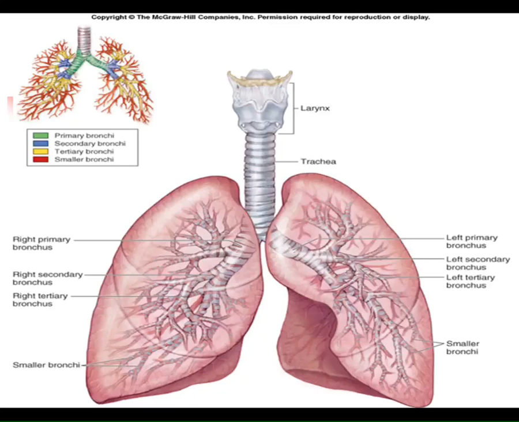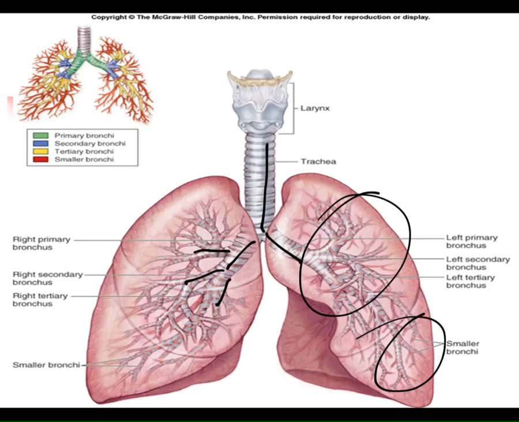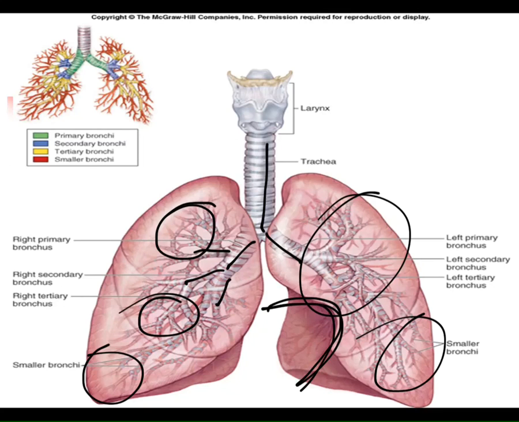Just read through this. I think you'll find this to be very easy to digest. Coming down again, carina where it splits, primary and secondary bronchi going to the different lobes. The left lung only has two lobes, superior and inferior. The right lung is going to have superior, middle, and inferior lobes. In the left side, there's going to be this notched out area. Again, that's the cardiac notch, making room for the heart.